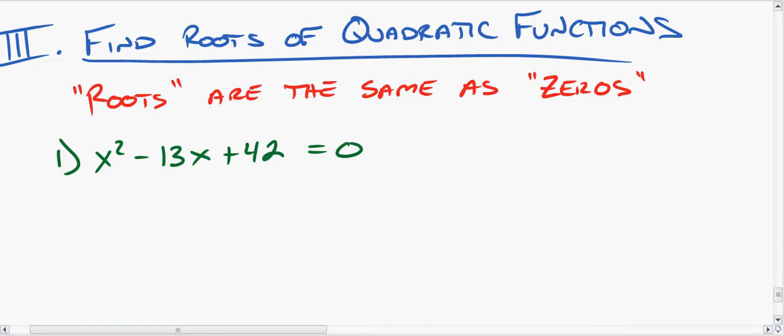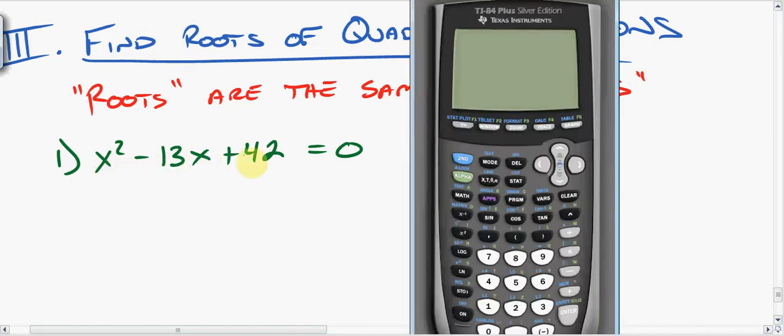A parabola, we know a quadratic forms a parabola, is a U-shape. And what you're used to seeing is that it will cross the graph. If it crosses the graph, it crosses probably twice, sometimes once. So let's take a look at what this graph looks like.